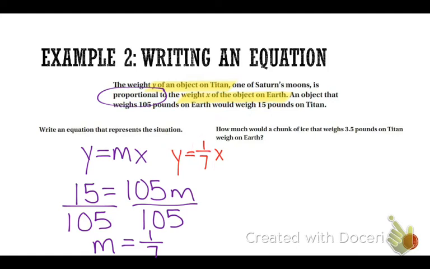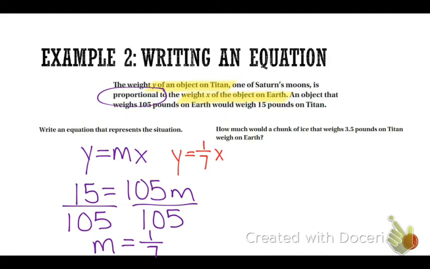Now I want you to answer this question. How much would a chunk of ice that weighs 3.5 pounds on Titan weigh on Earth? What I want you to do is plug in that 3.5 for y. Or you might be able to do it with mental math, like we were just doing. But I'm going to plug it into the equation and solve and show you what I'm doing.